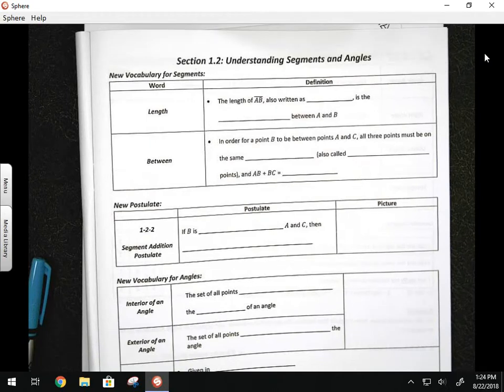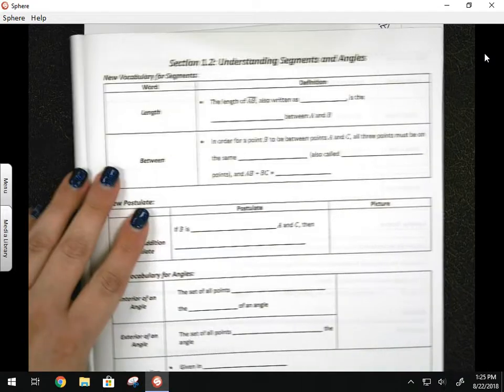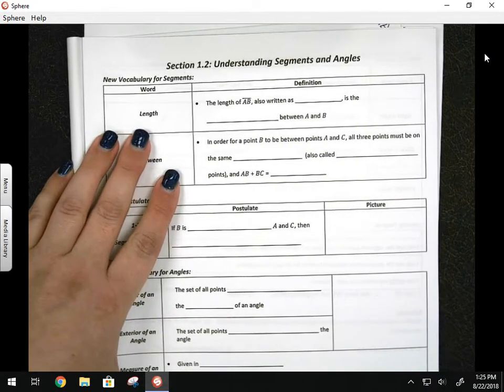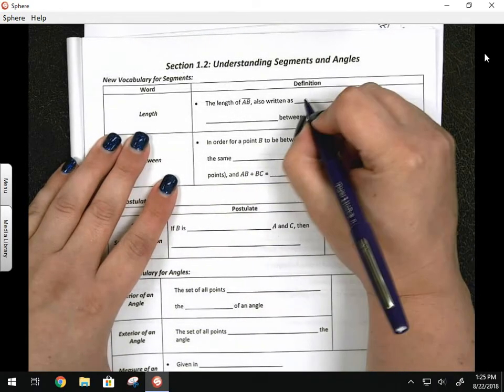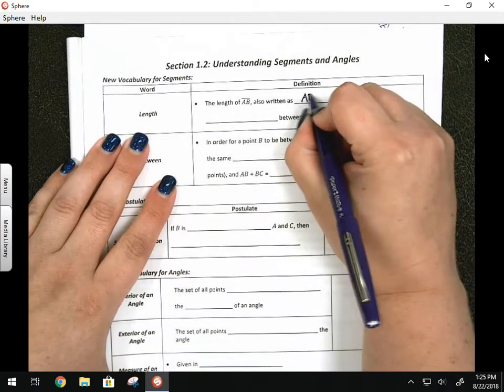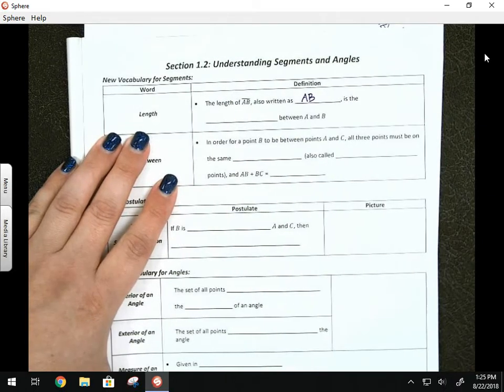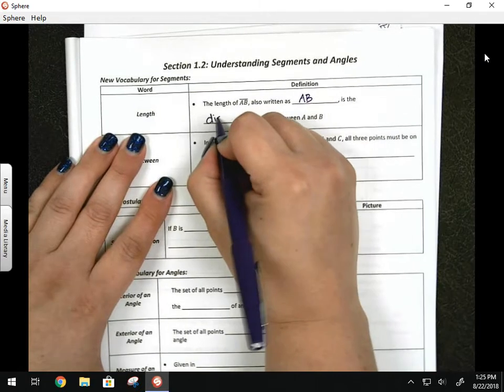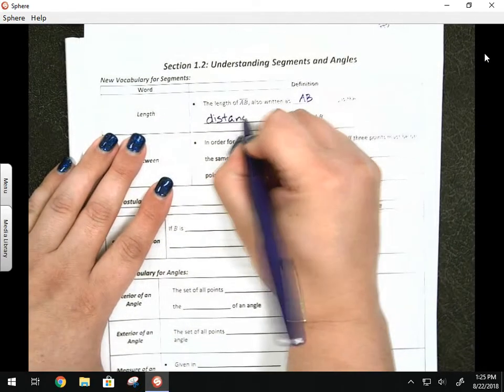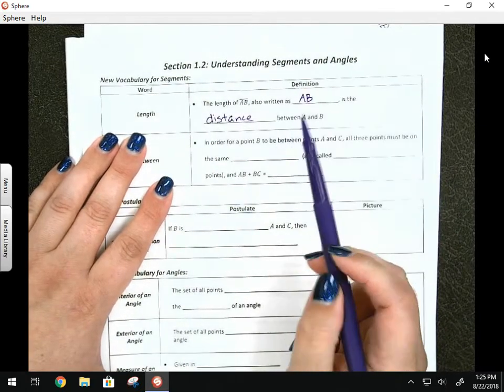Guys, section 1.2 is all about understanding segments and angles. The first thing we're going to talk about here is length. The length of segment AB, which is also written as just capital A, capital B without the line, is the distance between A and B. I feel like that's something you probably already know. The only thing there is really the notation.